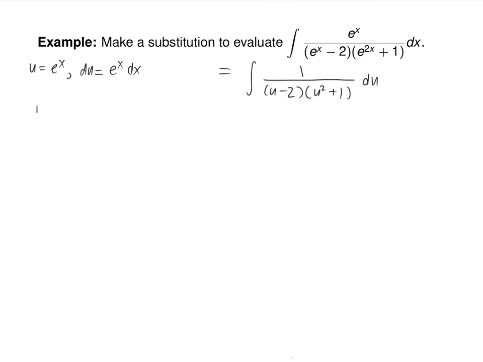So when you're breaking down 1 over u minus 2 times u squared plus 1, what does it break down into? A over u minus 2 plus b over u. In this case, it'd be bu plus c over u squared plus 1. Does that make sense? When you've got a quadratic term in the bottom, you need a linear term in the top, right? Yep, exactly. And it does need to be the same variable.